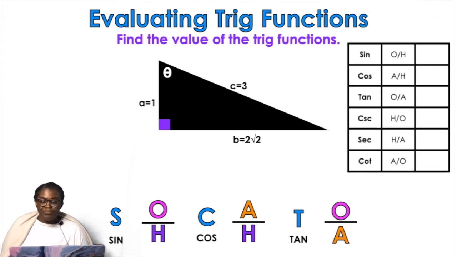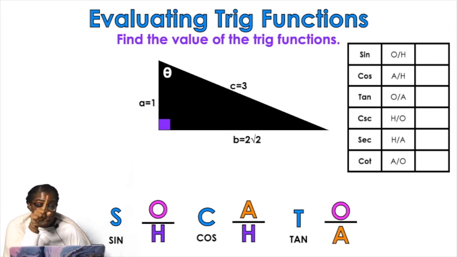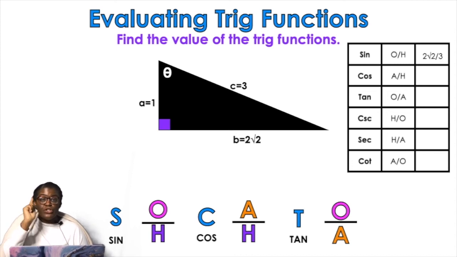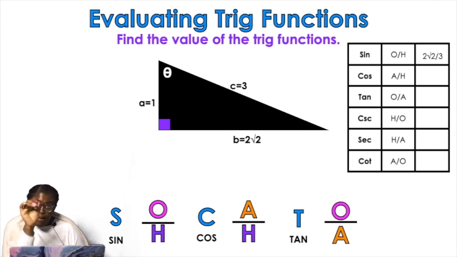So opposite over hypotenuse, tell me what you're gonna get. Look at where the white theta is this time. It's not at the bottom, it's at the top. So what's the opposite and what's the hypotenuse? The hypotenuse is always across from the right angle. The opposite is 2 square root of 2. Good. The hypotenuse is 3. So my answer is 2 square root of 2 over 3. Good job.